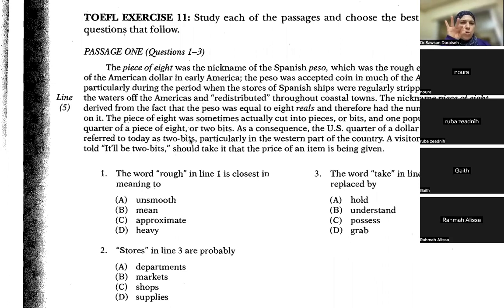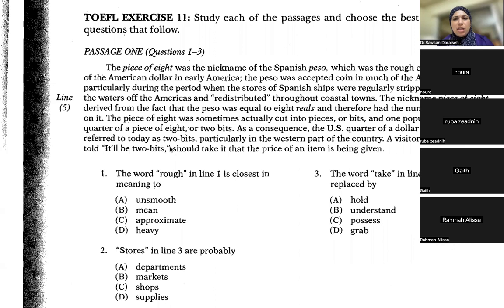Four pieces, when you say a quarter of a piece, right? Or 2 bits, meaning this or that, either into 4 or into 2 bits. As a consequence, the US quarter of a dollar is sometimes referred to today as 2 bits.